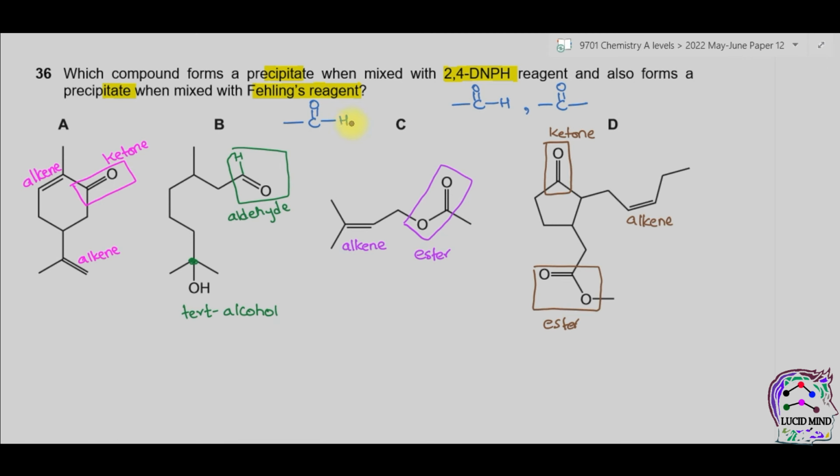So what we need is an aldehyde. We have an aldehyde in part B, so therefore part B will give a precipitate with Fehling's reagent. It will also give a precipitate with 2,4-DNPH. So the correct answer should be B.